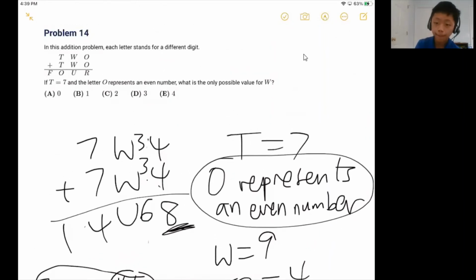Okay, just to summarize, this is a very classic kind of question where they give you some weird words, and they tell you TWO plus TWO equals FOUR. This is a very common type of question. The general strategy is to start with the information you're given. In this case, they told us T equals 7. So we started with that information, and then worked our way forward from there.